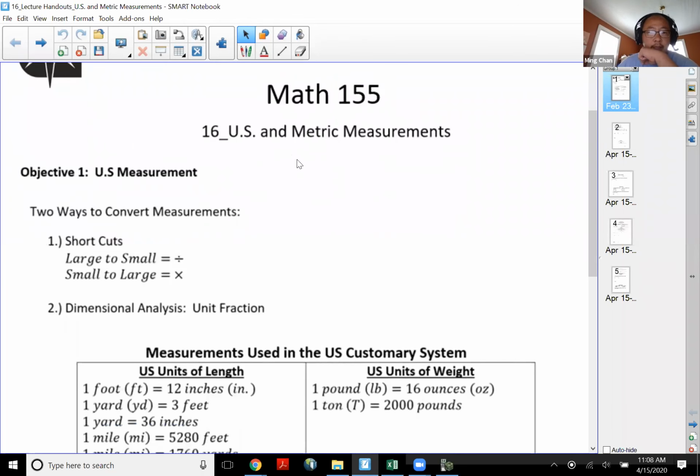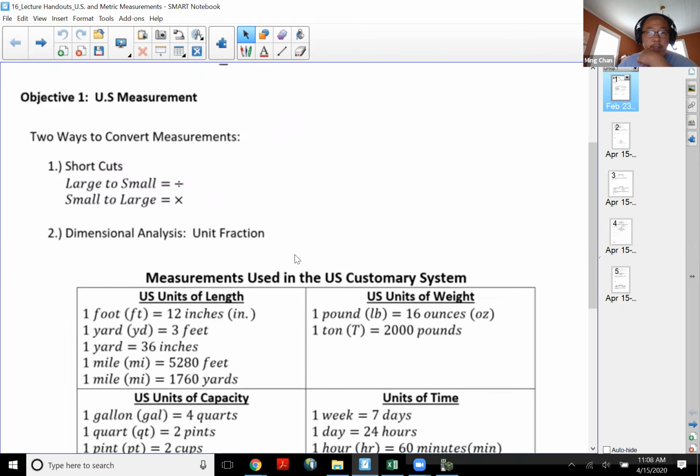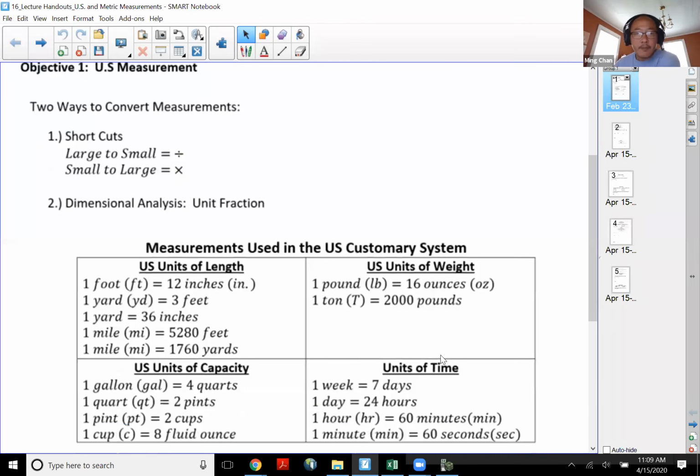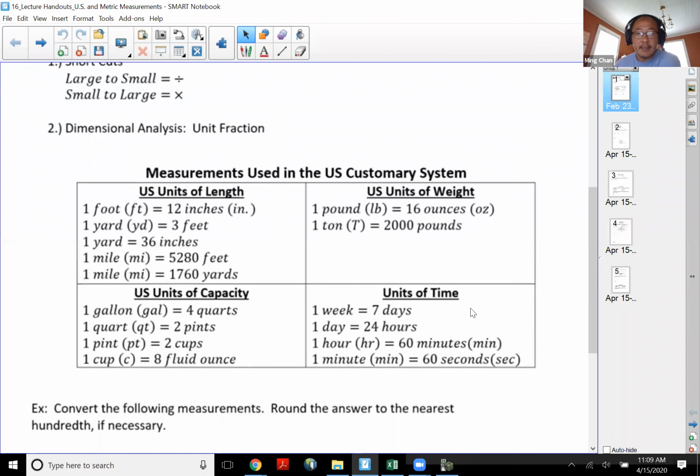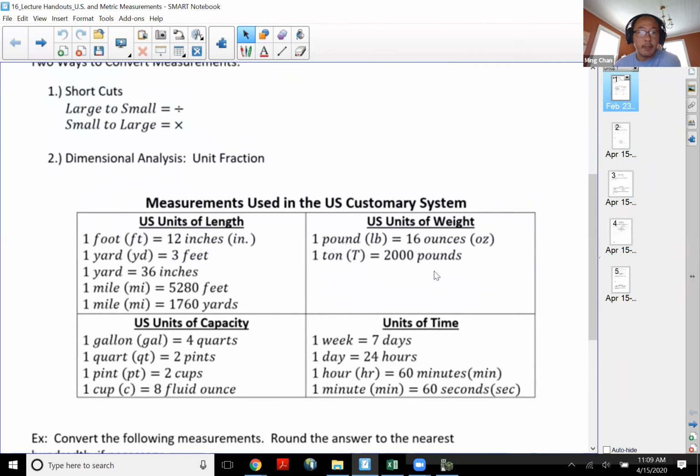Just in a minute. So let's do US measurement. The set of problems is conversion from US measurement to US measurement. US measurement is one thing, then what type of measurement it is. So here we're going to have length, capacity, and weight. These are the three main ones we're going to learn how to convert.